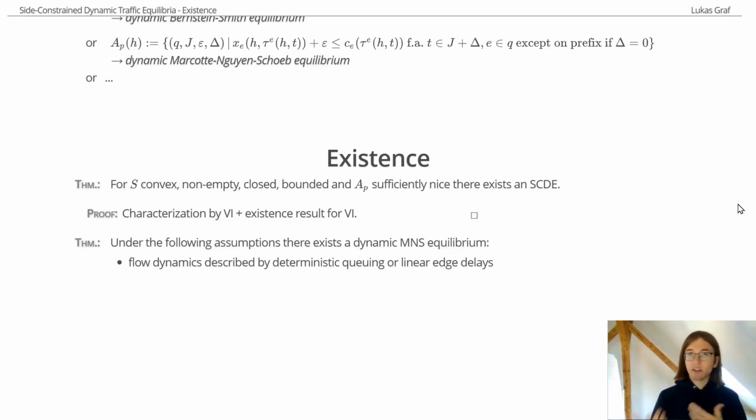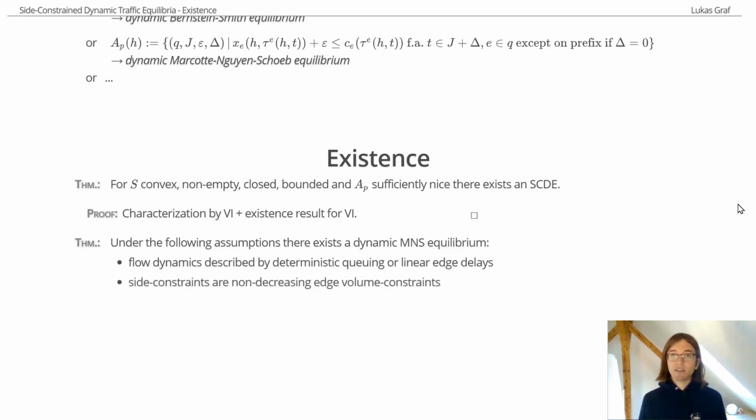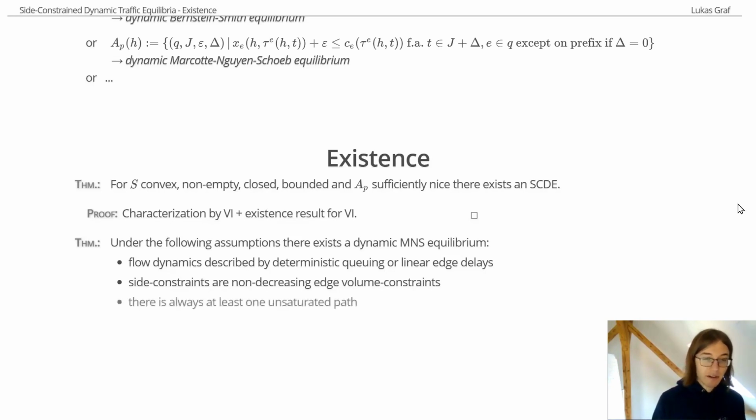So in the way I showed this in the animation, where the congestion is just modeled by queues on the edges, or via linear edge delays, where the travel time along an edge just depends linearly on the flow volume on this edge at the time particles enter the edge. The second assumption is that the side constraints are non-decreasing volume constraints, just like in our example. And thirdly, for every flow in this network, there must also be at least one unsaturated path.